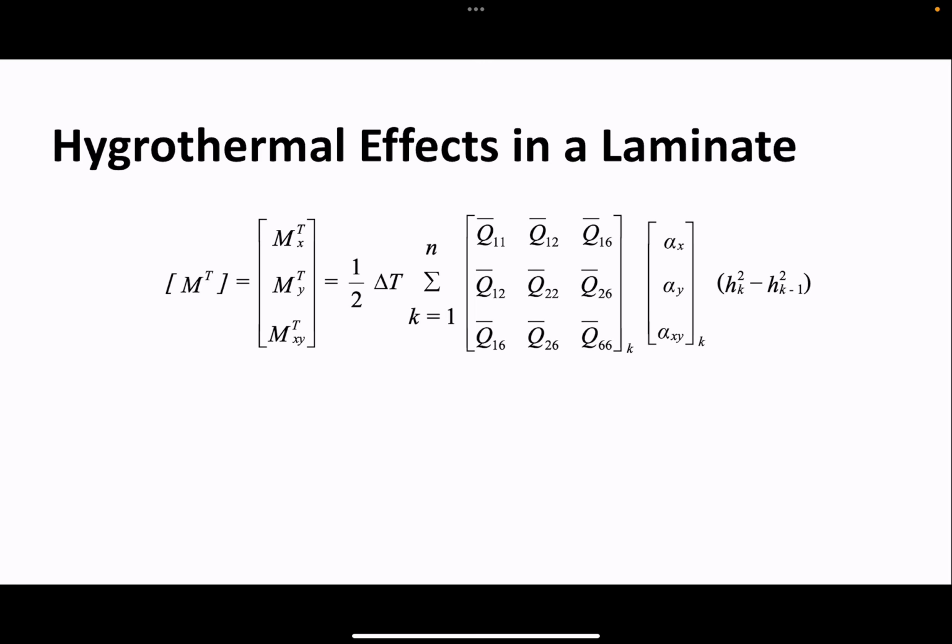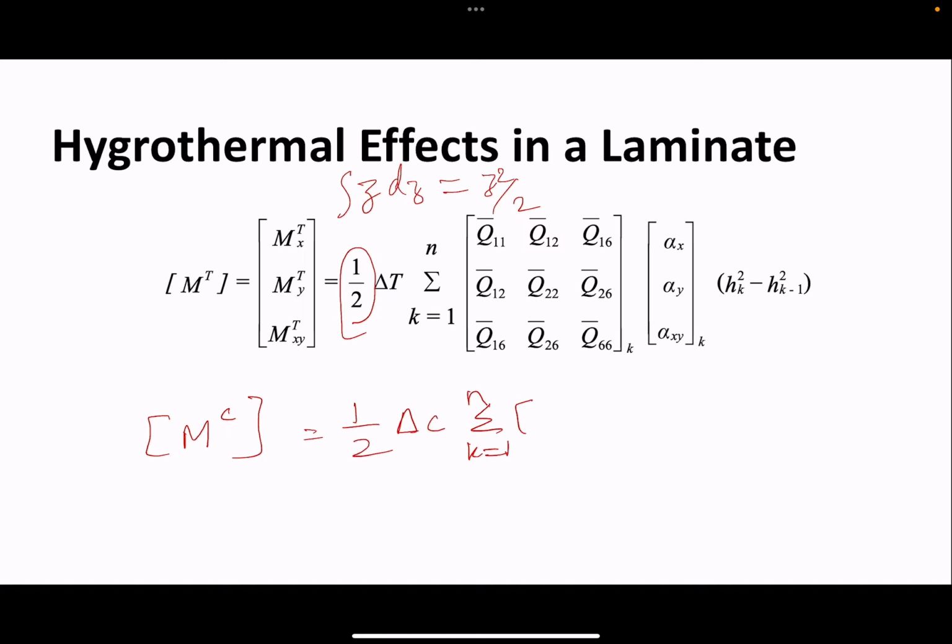If you talk about moments, then for the thermal moments, you have half times del T, inside the summation Q bar, alphas, hk square minus hk minus 1 square. The half comes from the integration process. When you integrate z dz, you get z square by 2, right? That's where it comes from. It's the same thing for your moments or rotation caused by moisture absorption: half del C, sigma k equal to 1 to n, Q bar matrix, and then it's the same beta x, beta y, beta xy for the kth layer, hk square minus hk minus 1 square.